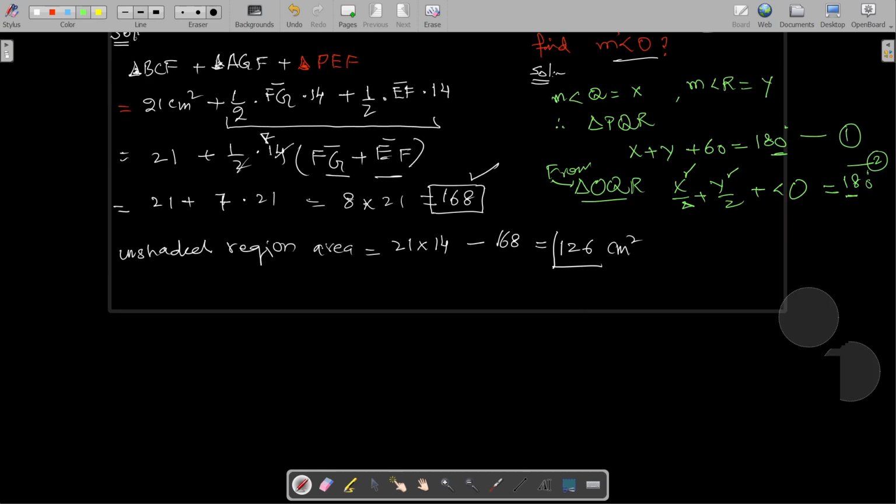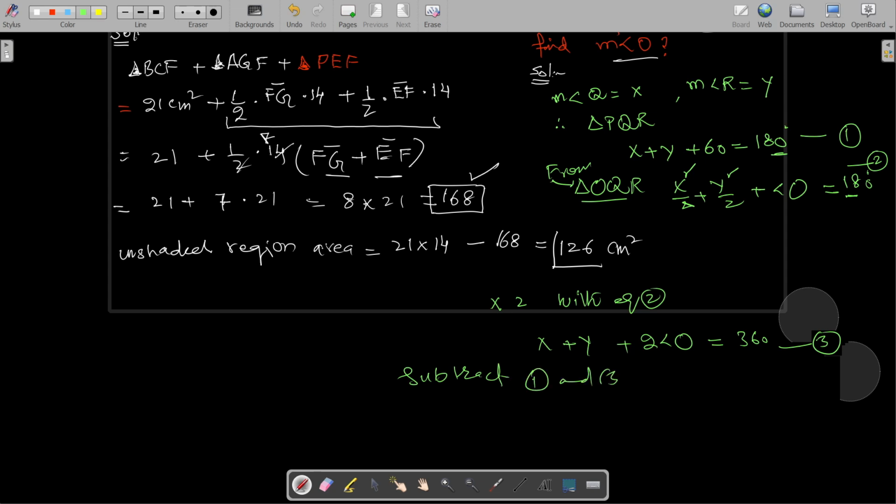Now we will try to eliminate x and y from equations 1 and 2. Let's multiply equation 2 by 2. We get x plus y plus 2 times angle O equals 360. This is equation 3. Now subtract 1 from 3, so that we cancel x and y and get the measure of angle O.